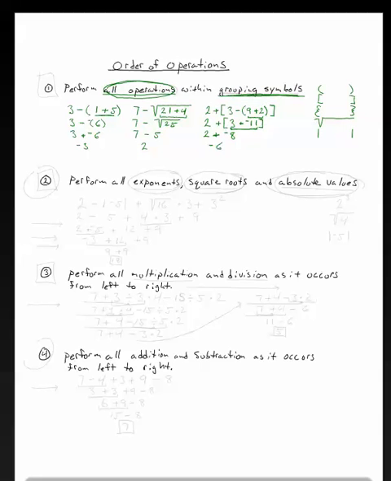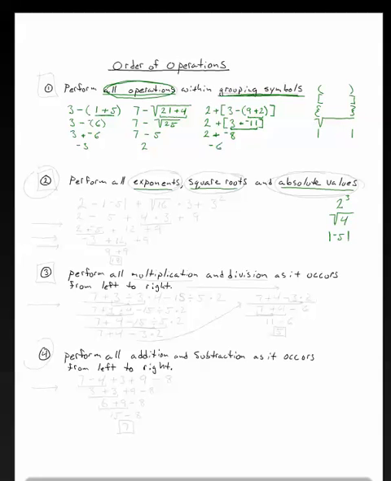Once all of our grouping symbols are done, we do all the exponents, square roots, and absolute values that are contained in the equation. So remember, exponents are things like 2 to the power of 3, for instance. Square roots look like this. So the square root of 4, which is 2. And absolute values have these absolute value bars. So say the absolute value of 5, for instance.